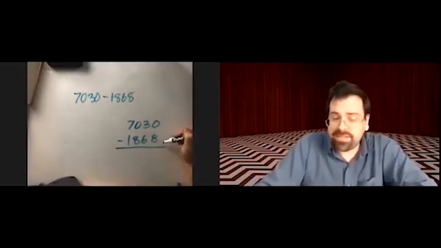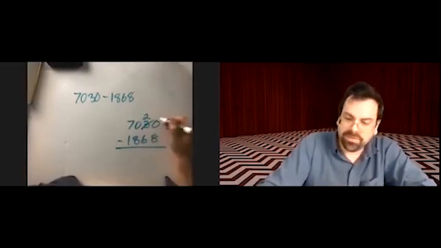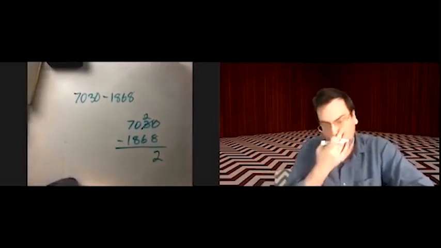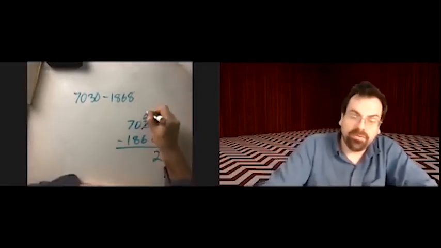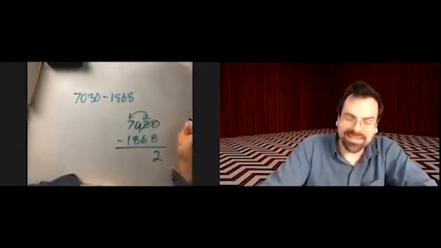Zero minus 8, we can't do it. We got to borrow. Turn this into a 2. That's a 10 now, though. 10 minus 8 is 2. 2 minus 6, we can't do. We got to borrow. Can't borrow from the 0, so we hop over it. That 0 becomes a 9.